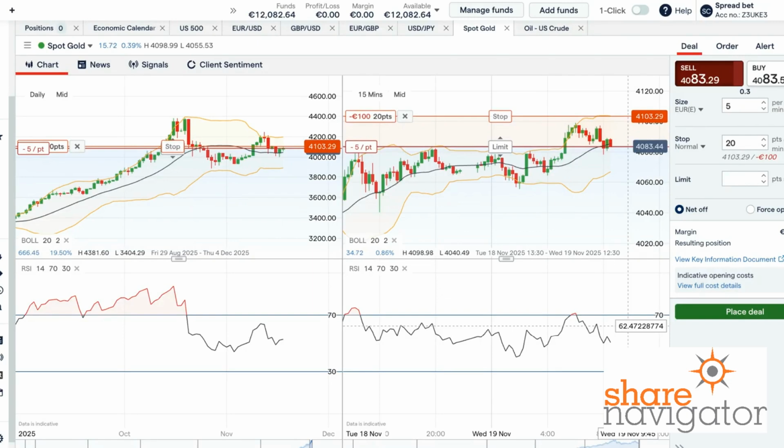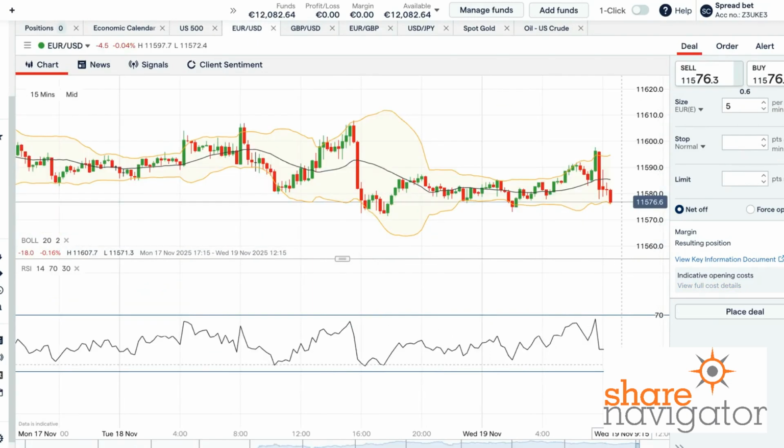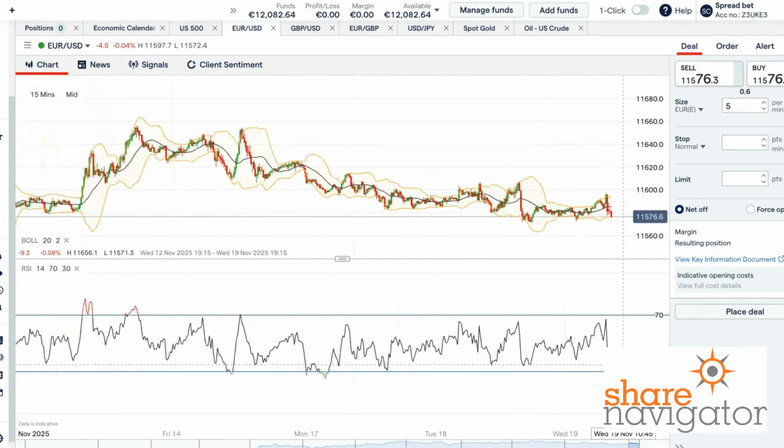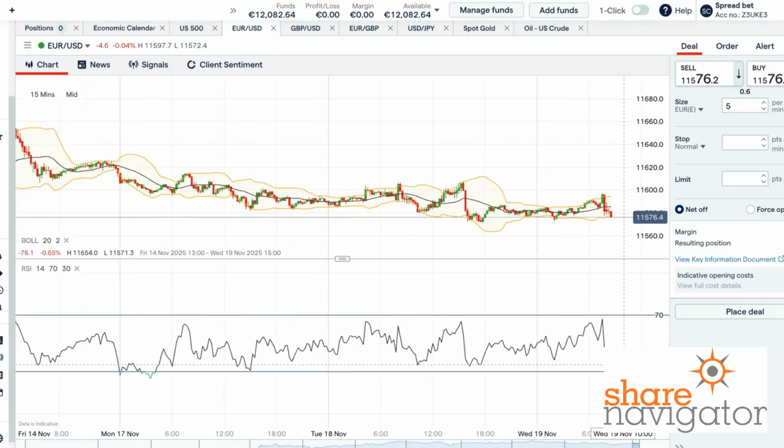Now, remember, we do have some announcements out today that could impact the euro dollar from the US side. And the biggest one is going to be the minutes of the Fed meeting, because what the minutes of the Fed meeting do is give investors a better idea as to what the discussions were about interest rate cuts. And obviously, interest rate cuts have a massive impact on currencies. So we don't want to be holding this through today.